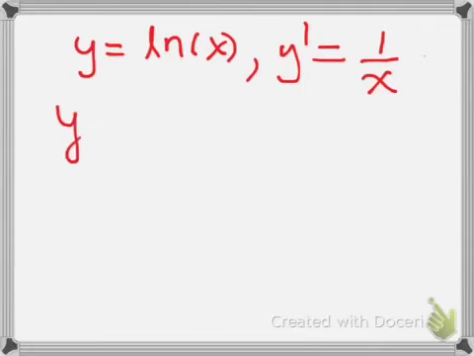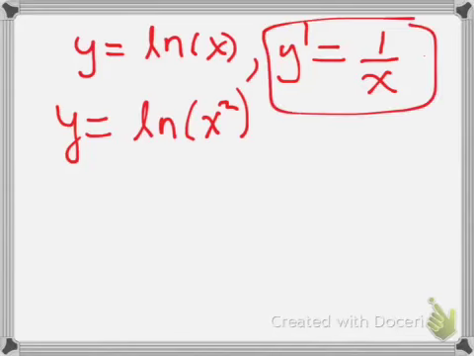Now suppose I have y equals natural log of x squared. What will be the derivative of this? You don't have to do the e to the y thing all the time. You can use this now. Once you have the derivative of the basic parent function, you can just use it for the subsequent ones using the chain rule.